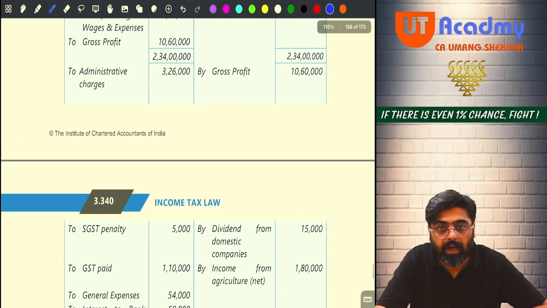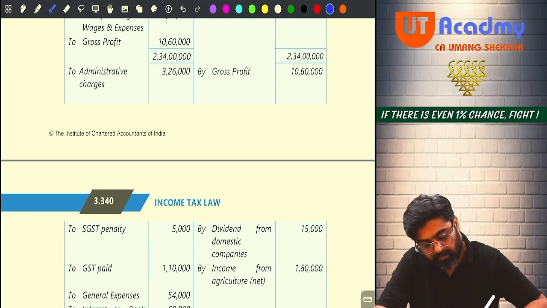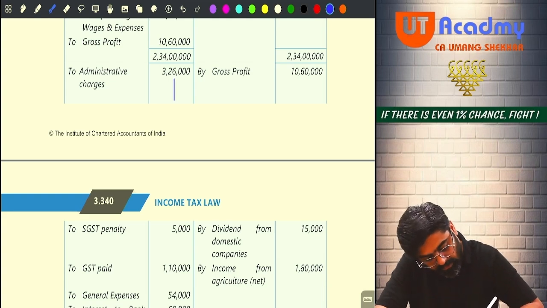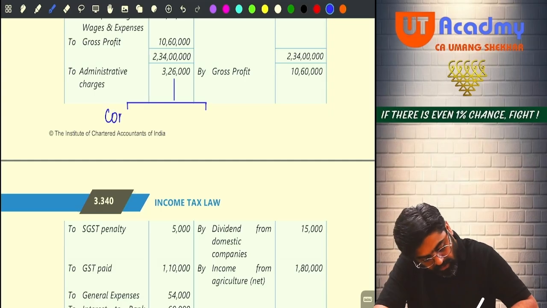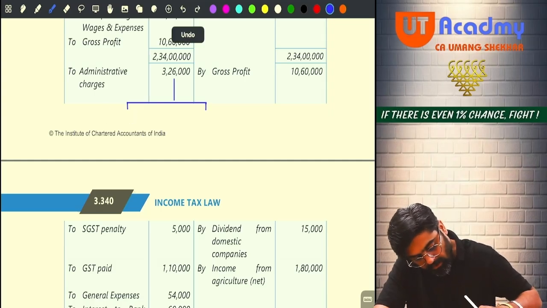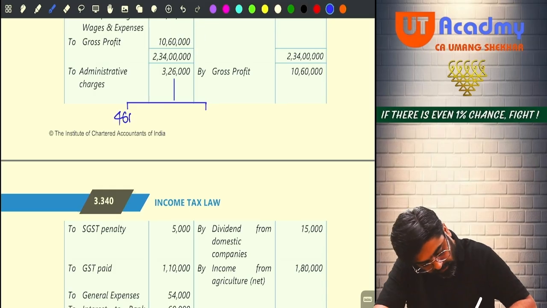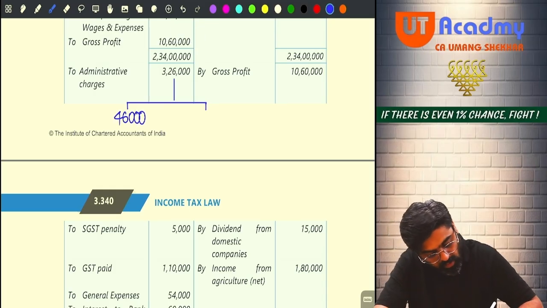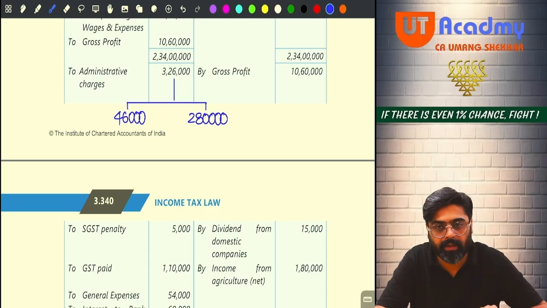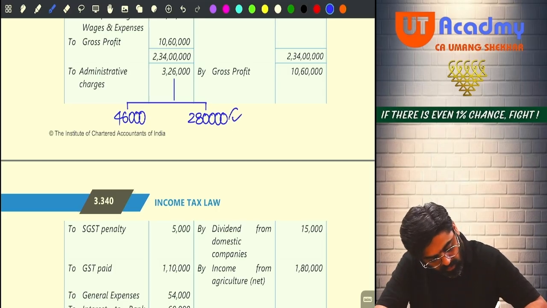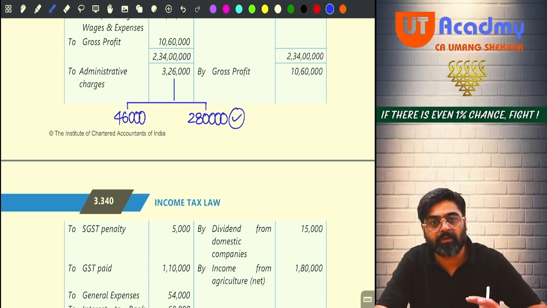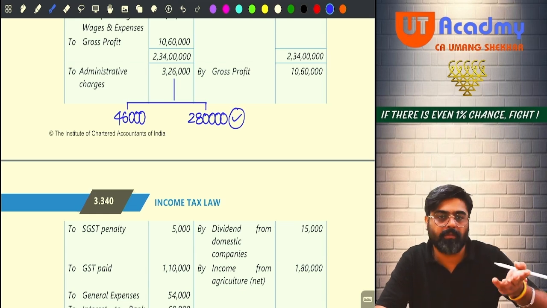Administrative charges. Can you see administrative charges? 3,26,000. In this, 46,000 commission given to the brother is also included. So first we'll write down commission to brother. How much is that? 46,000. So can I say the balance 2,80,000 will be your normal administrative charges happening in the business? That is going to be allowed. No problem in that.